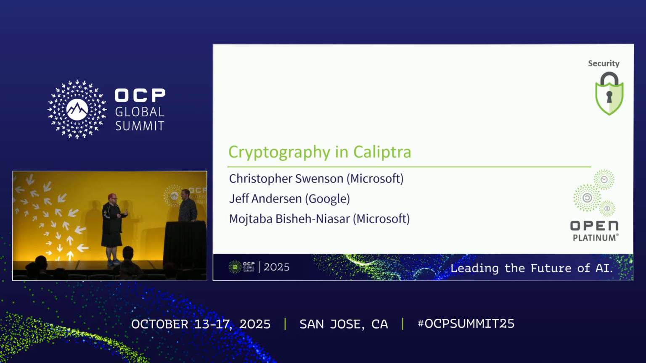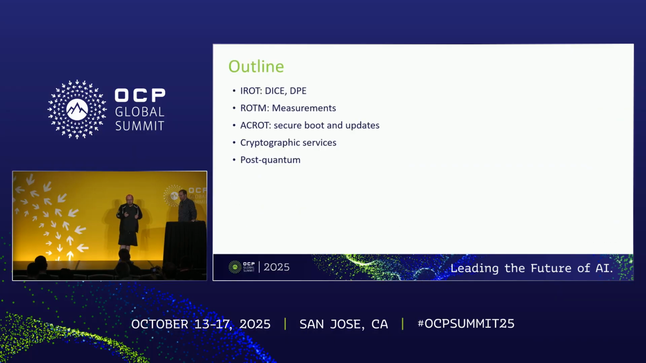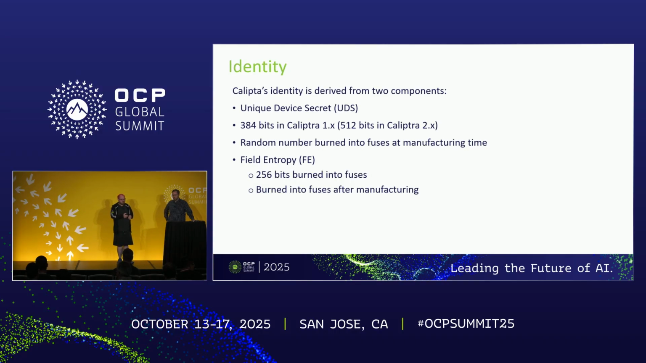So I'm Christopher from Microsoft. This is Jeff, Google. We just wanted to talk a little bit about some of the fun cryptography that's used in Caliptra, as well as exposed by Caliptra to be used by the SOC. We'll talk about the identity pieces of the root of trust, as well as measurements, and then also some of the pieces exposed as mailbox commands and cryptographic services, and how this all integrates into post-quantum. Did you want to start?